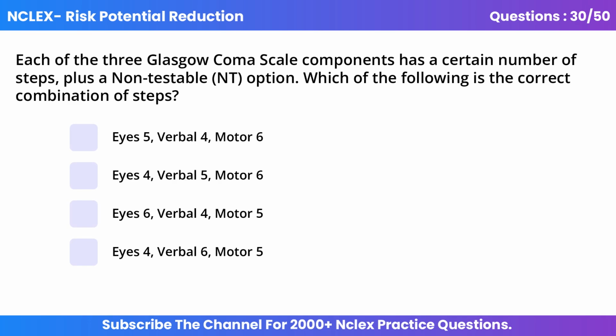Question 30. Each of the 3 Glasgow Coma scale components has a certain number of steps, plus a non-testable, NT, option. Which of the following is the correct combination of steps?